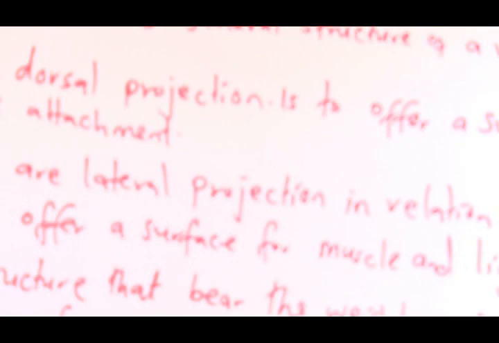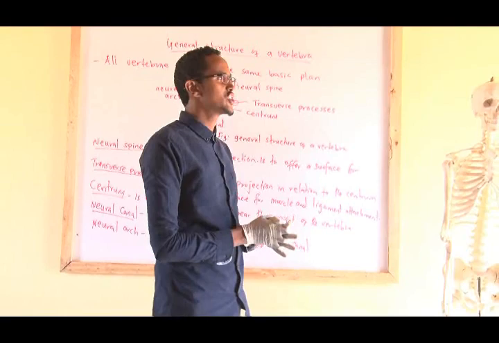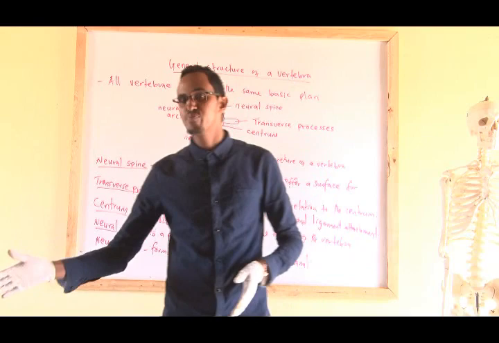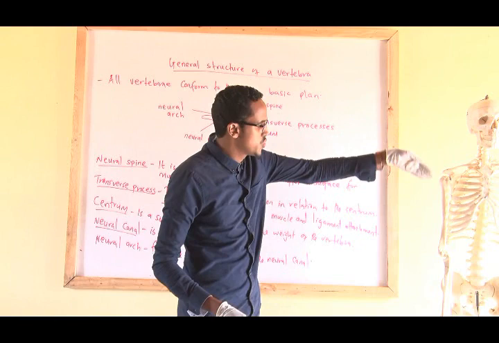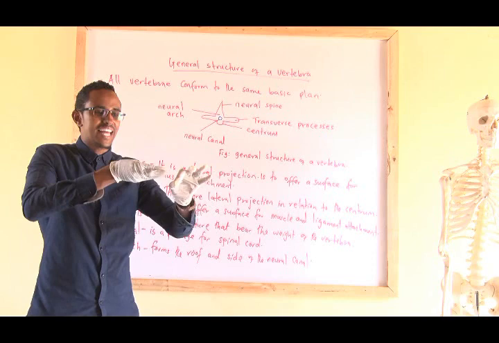The neural canal is the passage for the spinal cord. When we were discussing the spinal cord and brain as nervous organs under reception, response, and coordination, we said the spinal cord is the posterior extension of the brain. It flows from the brain and moves through the vertebral column. So it is a canal that accommodates the spinal cord. Therefore, the spinal cord passes through the neural canal.